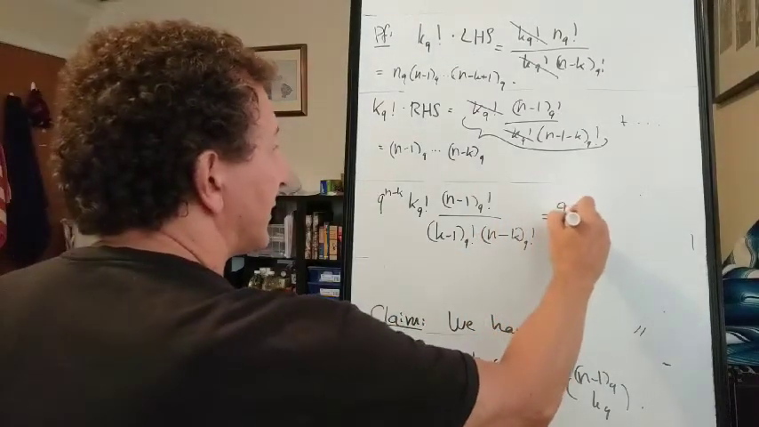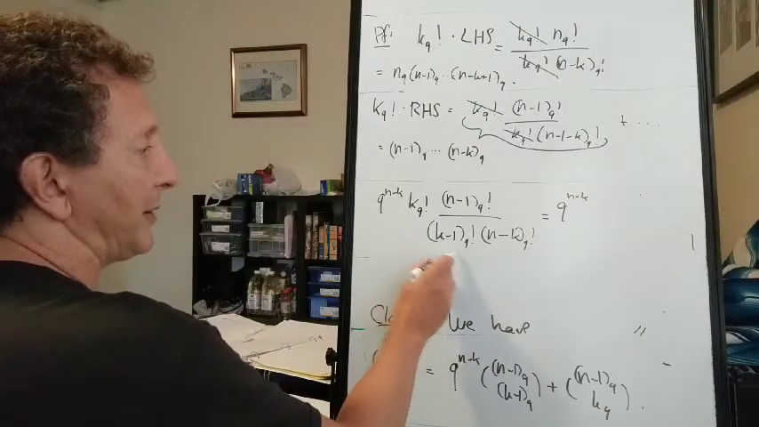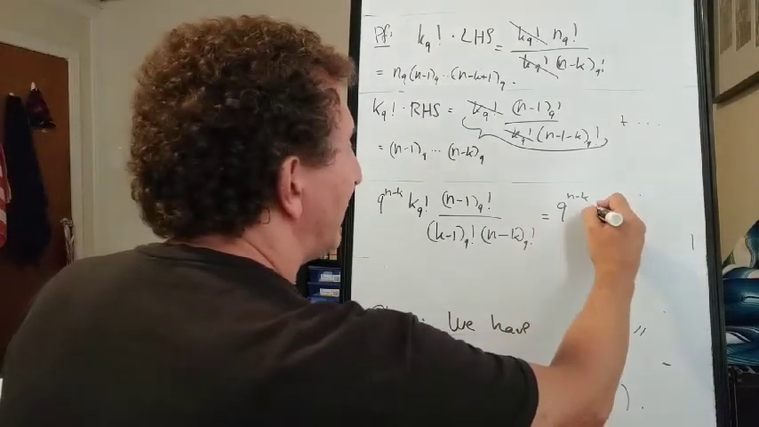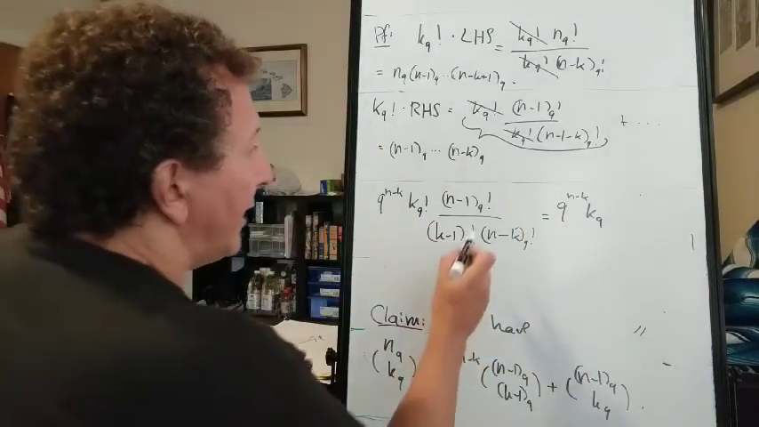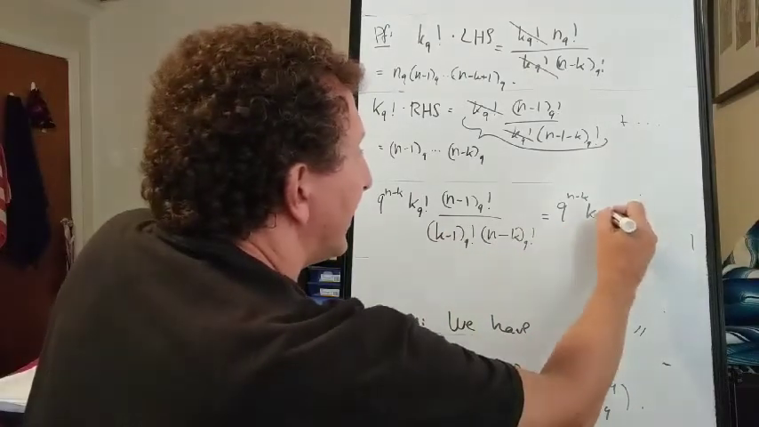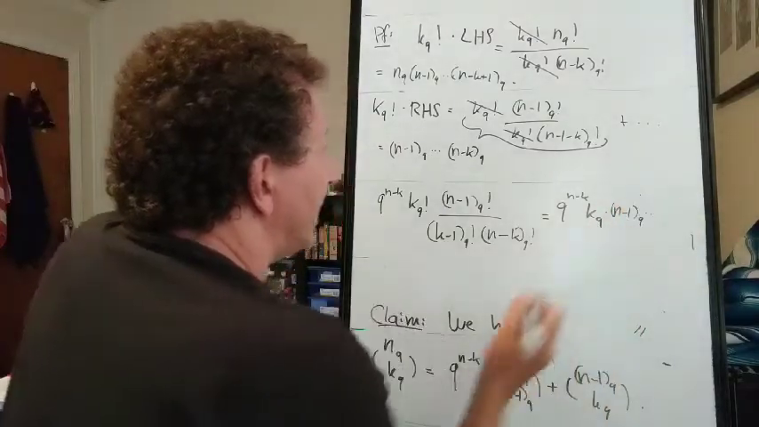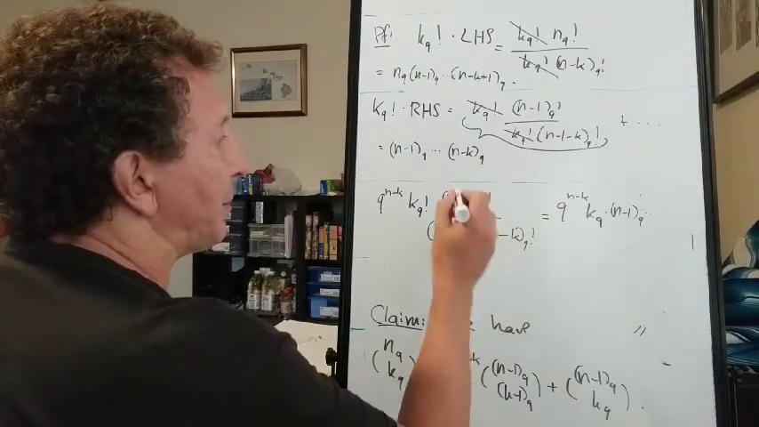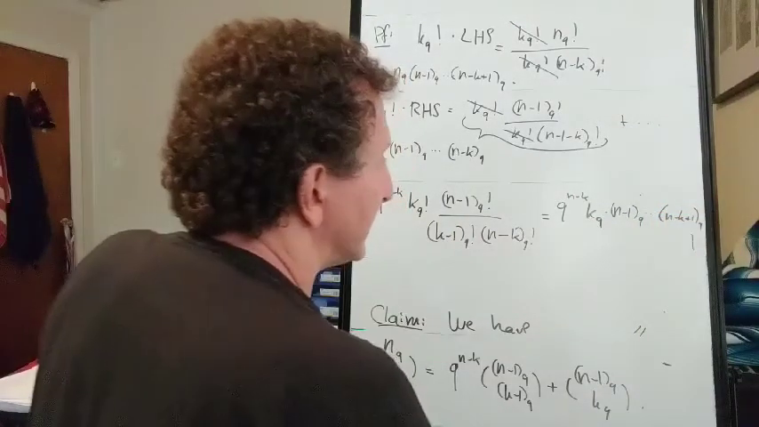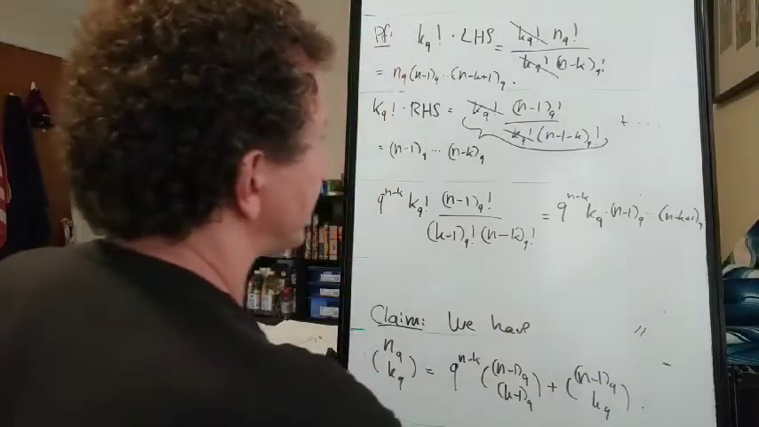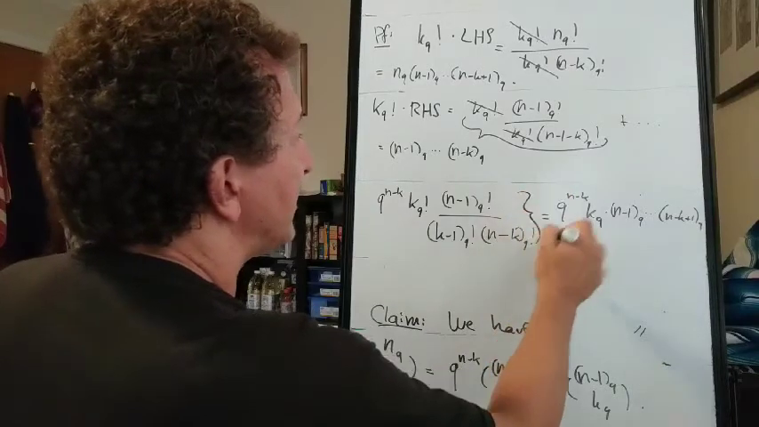So that's q to the n minus k times quantum k factorial, and quantum k minus 1 factorial mostly cancel, and we've got just a quantum k left on top. And then these mostly cancel, and we have quantum n minus 1 down to quantum n minus k plus 1. Alright, so that much is equal to this.